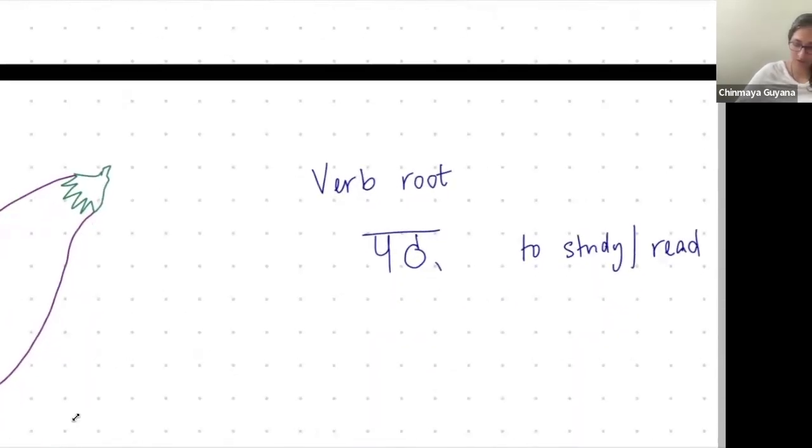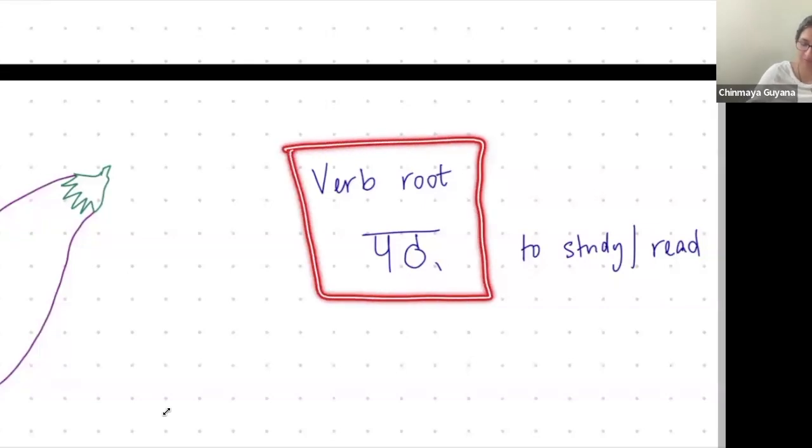Okay, Hariom, everybody, good morning. Cameras on, please. We are seeing Sanskrit verbs. We were seeing English verbs first, and now we are seeing Sanskrit verbs. We used the help of the trusted eggplant to explain to us how verbs operate. So we have verb roots in Sanskrit.